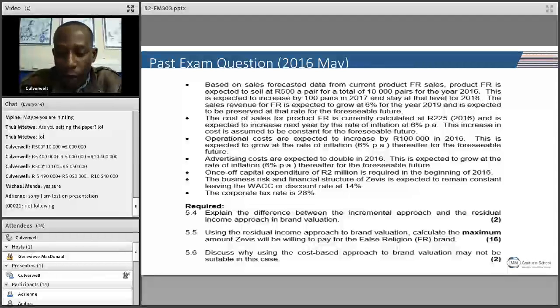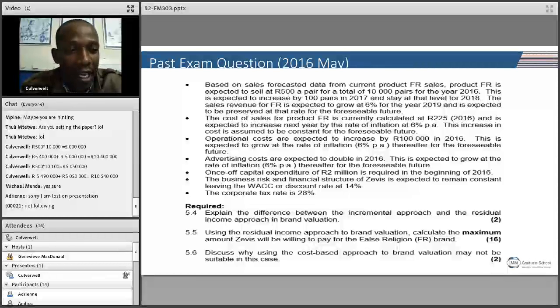Underneath where you have the sales price, I'm now going to put product Z. Where I have the number of pairs, I'm going to put product FR. I'll bring in the figures of sales of product Z exactly as given, and then I'll also bring in the sales figures of FR exactly as we have calculated.